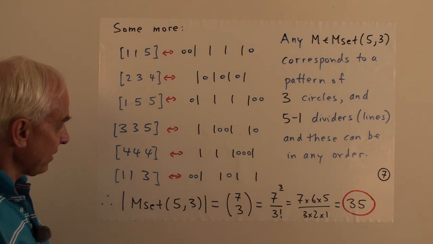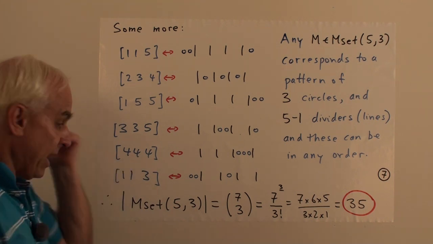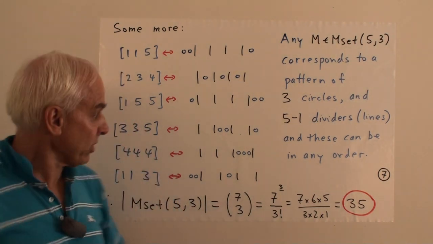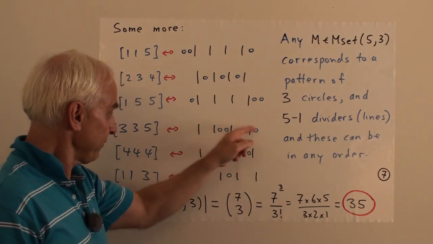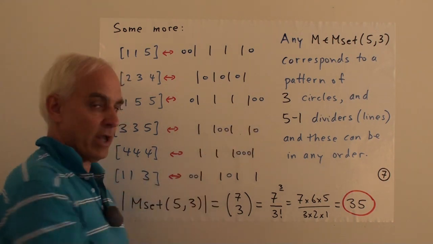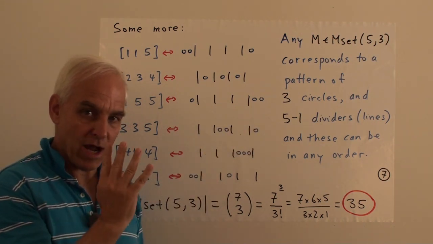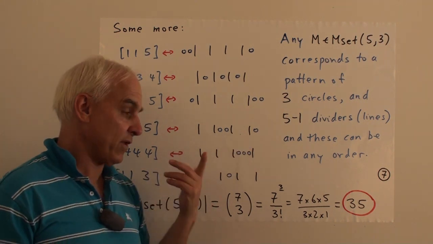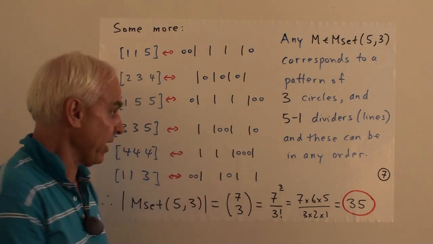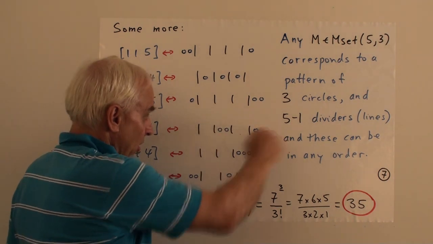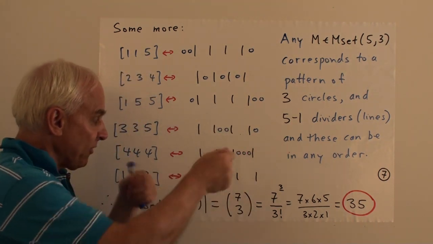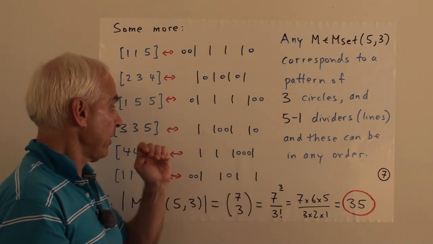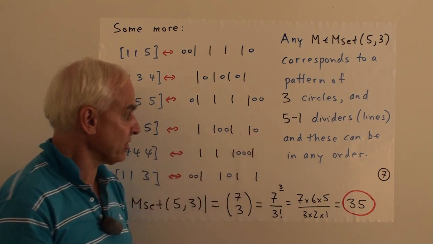So I hope you can see that this way, every multiset from 5 with exactly 3 elements corresponds to a picture like this that has exactly 4 lines and exactly 3 circles, and the actual positions of the lines and circles are arbitrary. I mean, the lines are all in order, but the relative positions of the circles could be anywhere, before the lines, after the lines, or interspersed around.